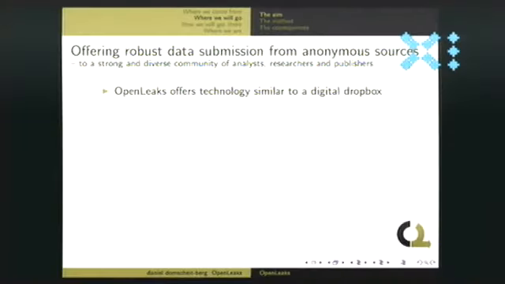Yes, so what is actually the way we want to go? I'll try to sum up the aim that our project is following in that slide. We are trying to offer a robust data submission system that can pass on information from anonymous sources to a strong and diverse community of analysts, researchers, and publishers. This is basically summing up what we are trying to do. We offer technology so anonymous sources can give their information to people that can actually deal with that information.